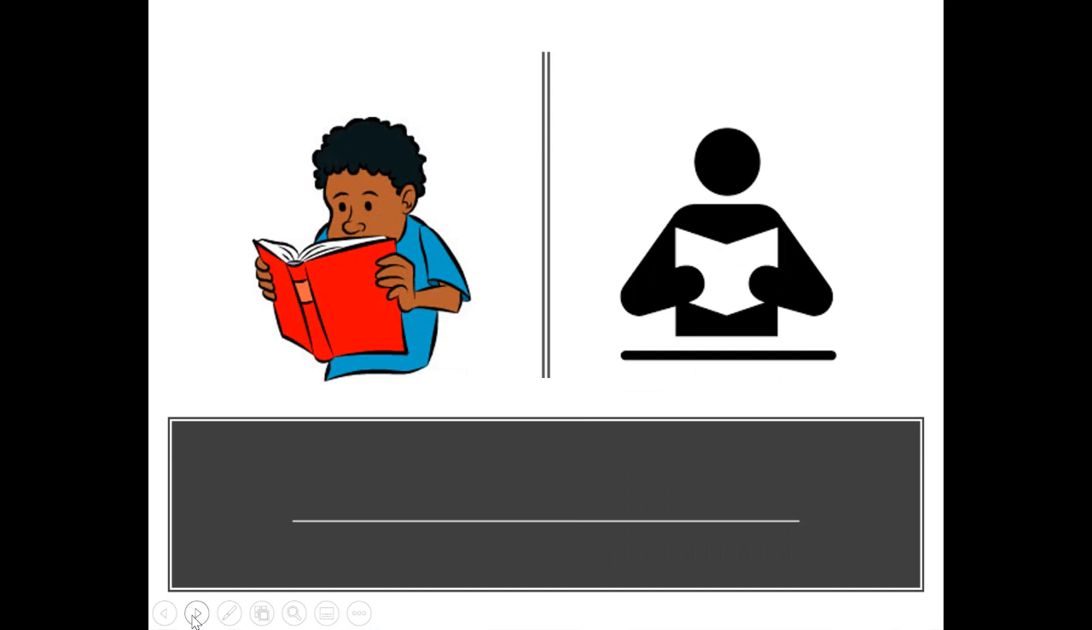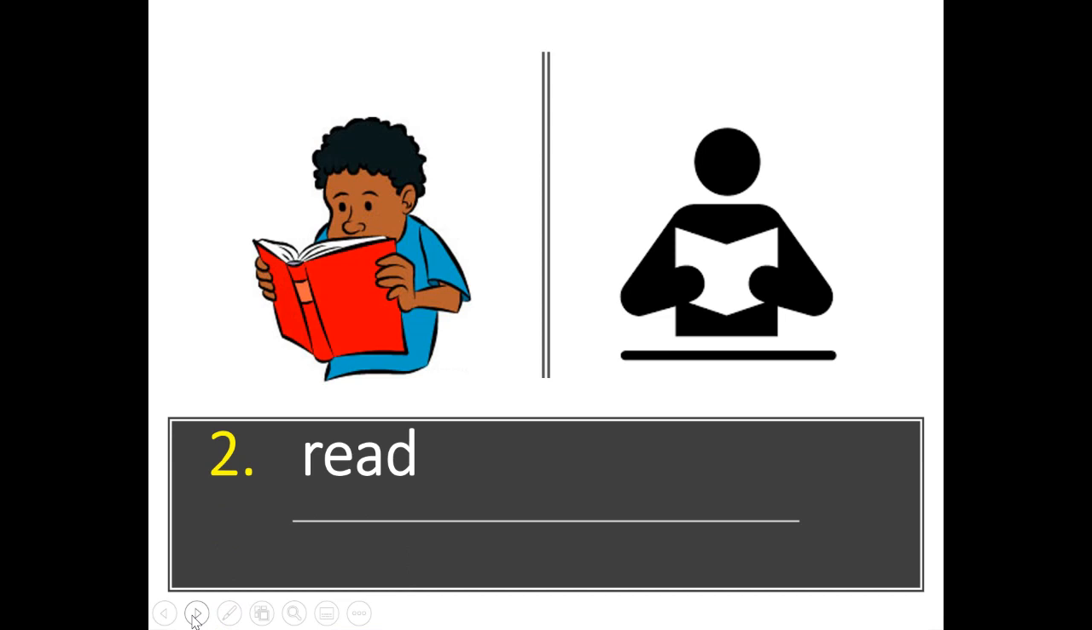Number 2, what do you notice or see? I notice or I see. Well, in the first picture, I notice a boy is reading a red book. In the second picture, I notice a person has a book in front of them. So how are these pictures the same or similar? They both? Well, they both show read.